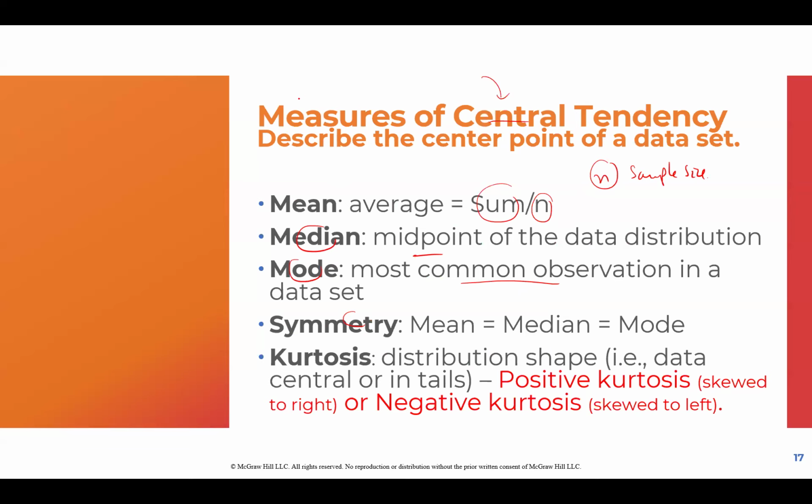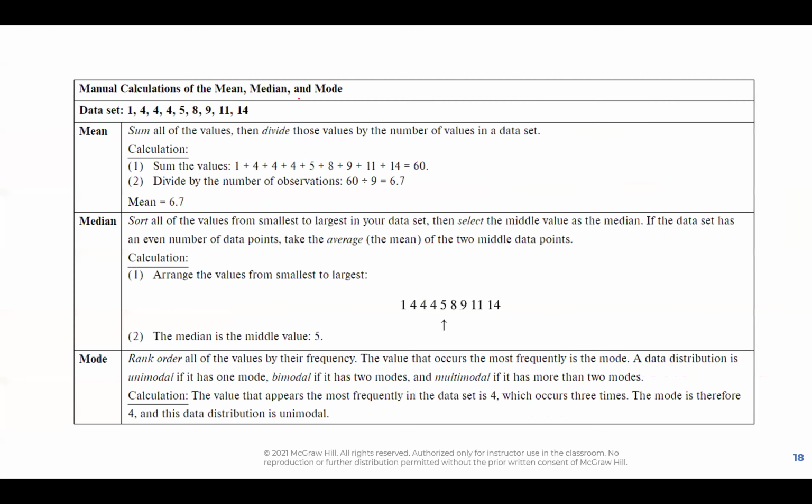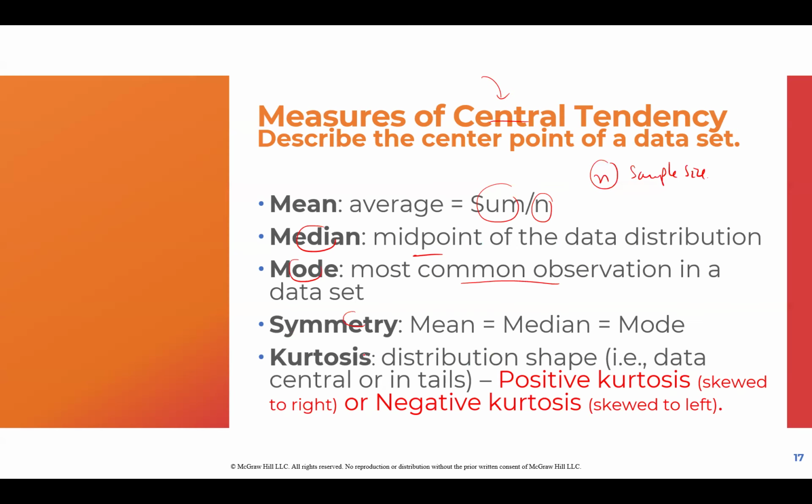Kurtosis is when you don't have a perfectly balanced or symmetrical distribution, then you have a shape factor. The shaping factor is called kurtosis. So the data is not central and it has tails. Data is central means kurtosis is 0; then there is positive kurtosis and negative kurtosis. Positive is skewed to the right like that, and to the left like that. The long tail is here.